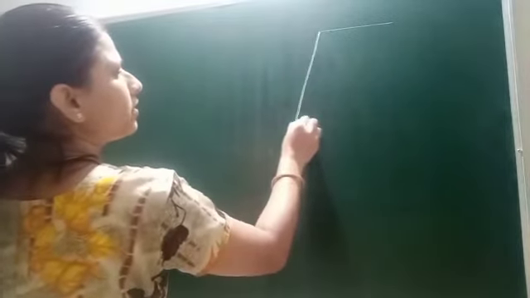Question number 7 of exercise 8.1: ABCD is a rhombus. Show that diagonal AC bisects angle A as well as angle C, and diagonal BD bisects angle B as well as angle D. Student, once again read the question. ABCD is a rhombus. So first we will make a rhombus.